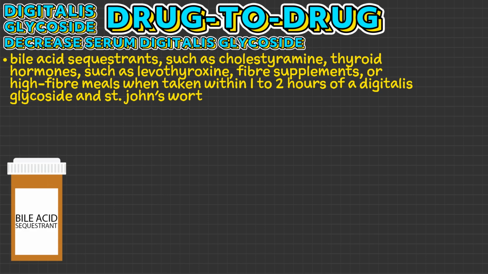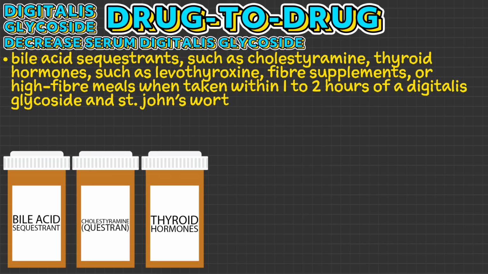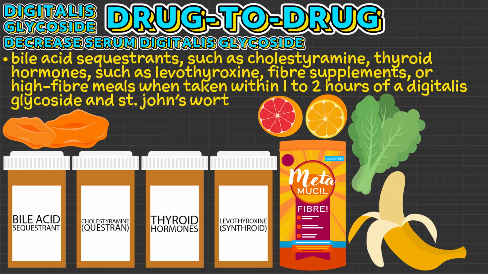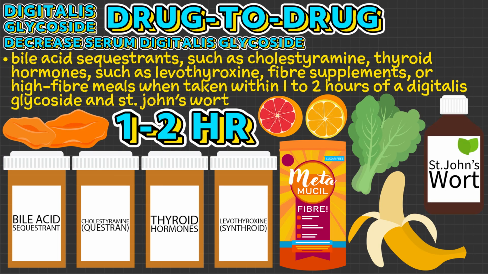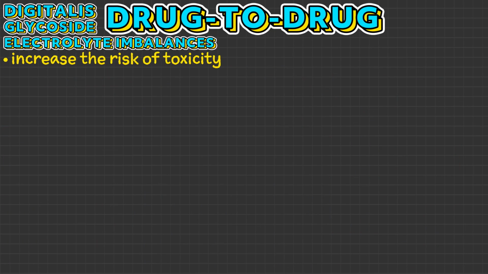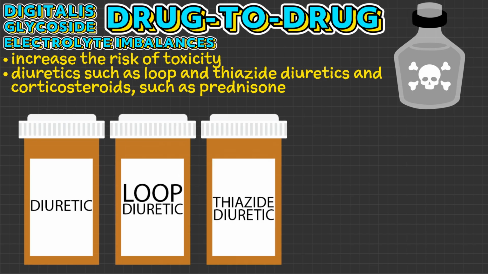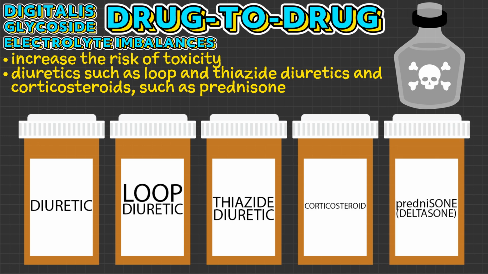These include bile acid sequestrants, such as cholestyramine, thyroid hormones, such as levothyroxine, fiber supplements, or high-fiber meals, when taken within 1 to 2 hours of a Digitalis glycoside, and St. John's wort. Additionally, many medications can affect electrolyte levels, increasing the risk of toxicity. These include diuretics, such as loop and thiazide diuretics, and corticosteroids, such as prednisone.